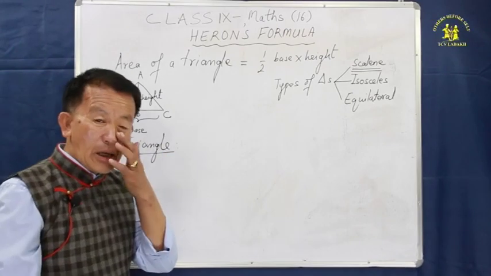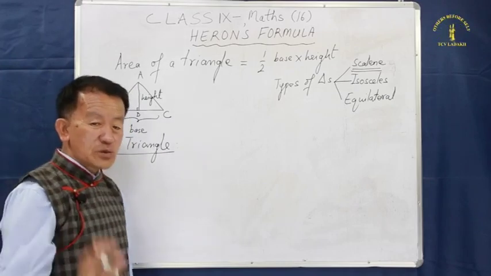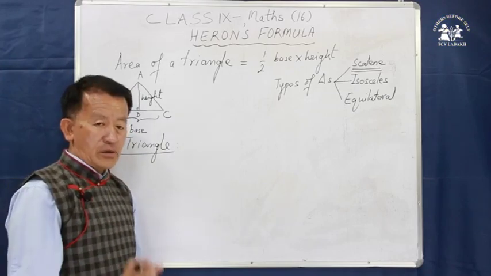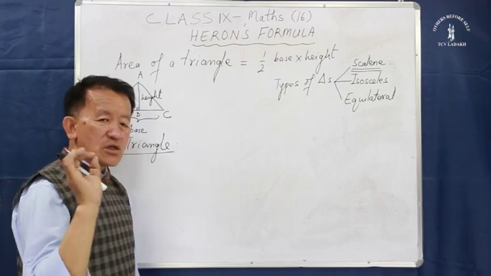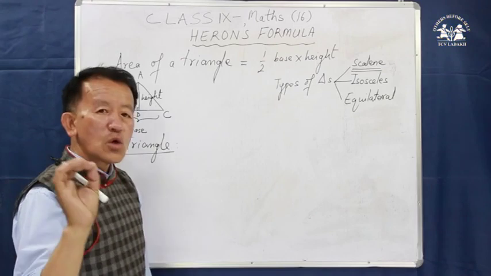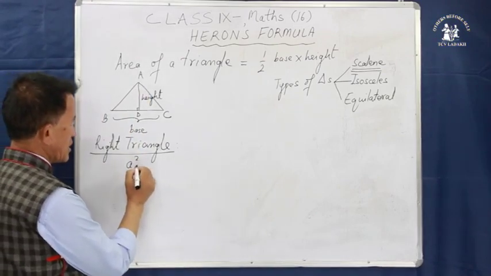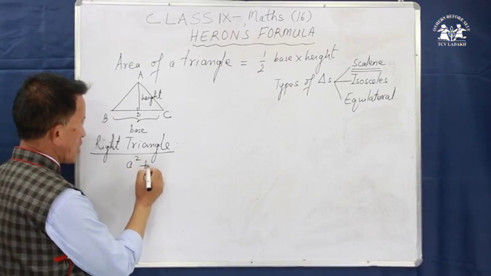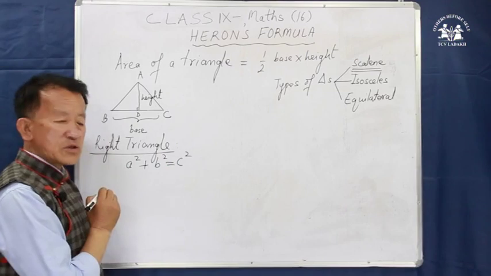In a right triangle, the side ratio is the hypotenuse square, the square of the hypotenuse is equal to the sum of the squares of the other two sides. If the two smaller sides are a and b, then a square plus b square is equal to c square.